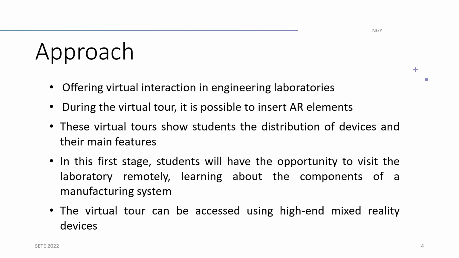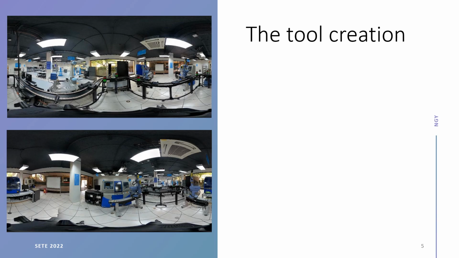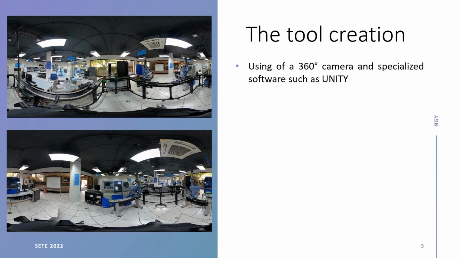The virtual tour can be accessed using high-end mixed reality devices such as Microsoft HoloLens or more affordable devices such as cardboard viewers, but with the restriction of no interaction with objects. By the use of a 360 camera and specialized software such as Unity, an image study was carried out for the creation of the virtual tour, which allows students to have access to the campus manufacturing laboratory remotely.